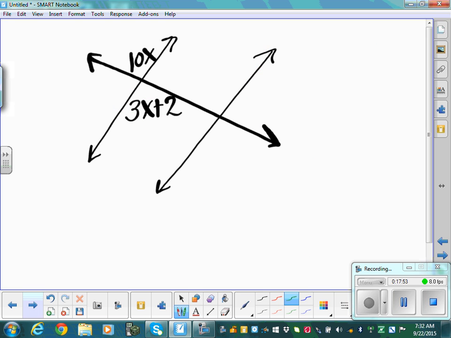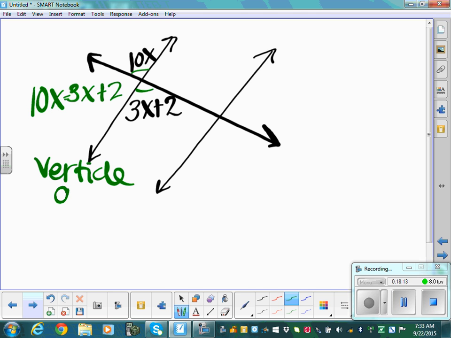So let's look at this one. 10x and 3x plus 2, what's a true statement? 10x is equal to 3x plus 2. How do you know they were equal? Vertical angles. Good, vertical angles. Okay, so then you'd solve for x. I'm not going to finish that one. Is that okay? Everyone?